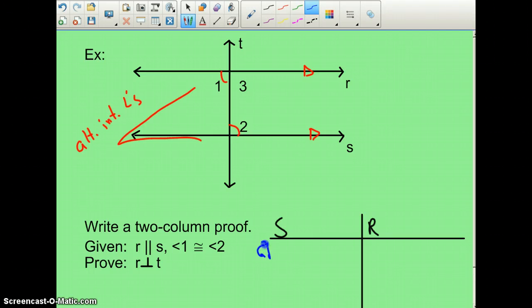So my number 1 is going to be R is parallel with S, and my reason for that is going to be given. My number 2 here, I'm going to go ahead and list that angle 1 is congruent to angle 2, and that is also given.